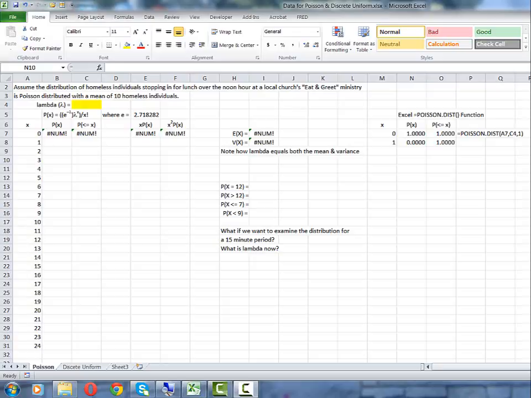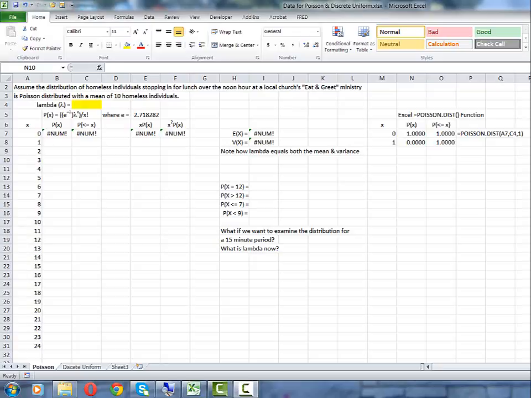It could also be space, like the number of flaws in a 4x4 foot carpet or rug. But we'll tend to use it over time. It could be either, but more often we tend to see it over a period of time.